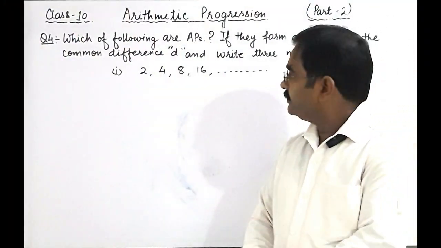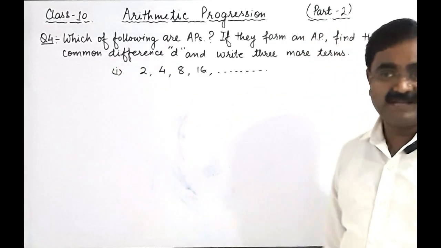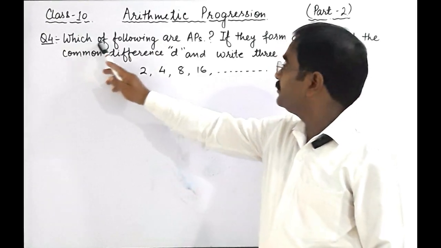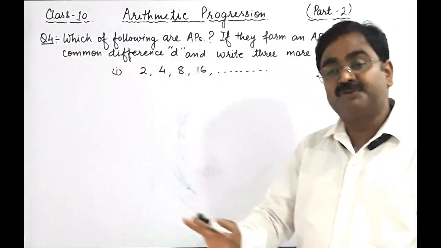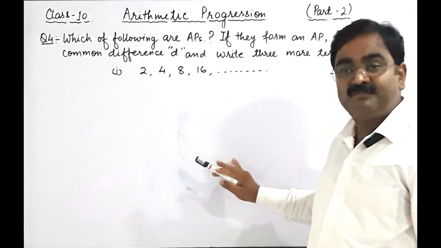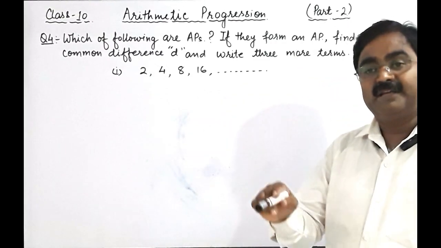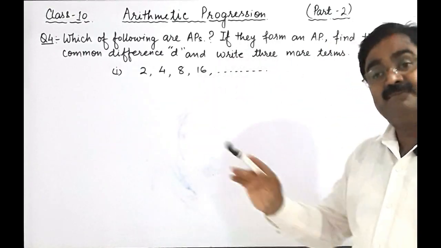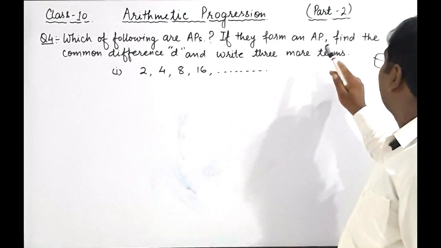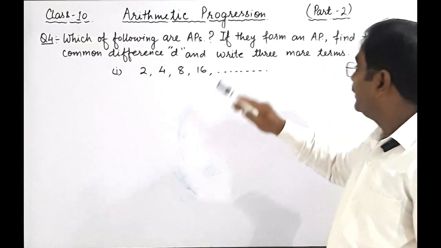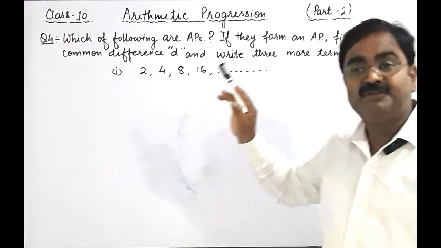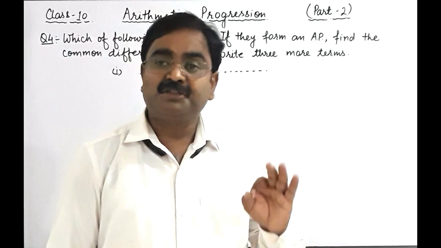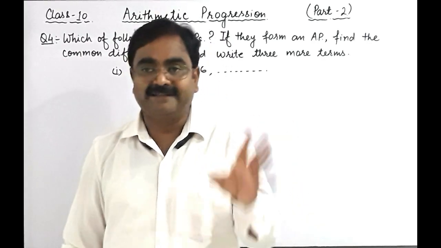Okay, dear friends. So the fourth question of this exercise, which is the last one. In this, the question is given: which of the following are APs? First, we have to decide whether the given lists of numbers are APs or not. And if they form an AP, then find the common difference d and write three more terms of it.